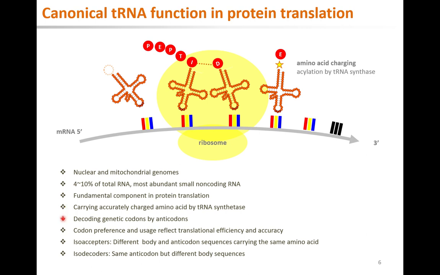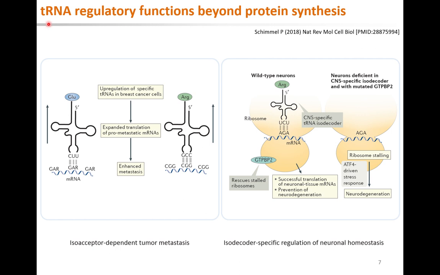Through the anticodon, tRNA decodes the genetic codon to translate mRNA sequence into protein sequence. Among the several codons for an amino acid, codon preference and usage reflect protein translational efficiency and accuracy. That is, tRNA isoacceptors have different anticodon and body sequences but carry the same amino acid, and tRNA isodecoders have the same anticodon but different body sequences. In addition to the classical canonical protein synthesis functions, tRNAs also play regulatory roles.